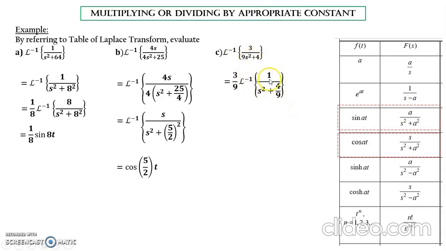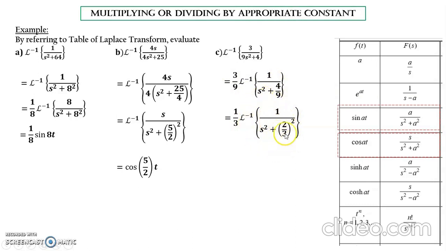Okay. And then tadi kita dah faktorkan 9 keluar. Dan 3 pun kita bawa keluar. Jadi, kita ada 3 per 9. Okay. 3 per 9, inverse Laplace transform 1 bahagi s kuasa 2 tambah 4 per 9 kuasa 2. S kuasa 2 tambah 4 per 9. Okay. And then after that, 3 per 9 ni saya pemudahkan, saya dapat 1 per 3. So, inverse Laplace transform of function 1 over s kuasa 2 tambah 2/3 kuasa 2. Because kat sini kita square root kan, kita dapat 2/3.